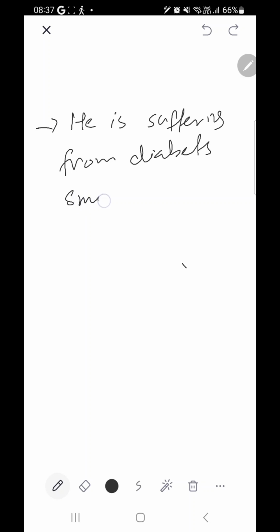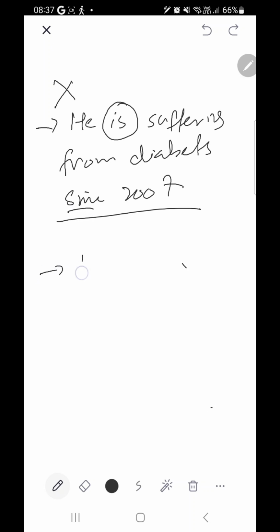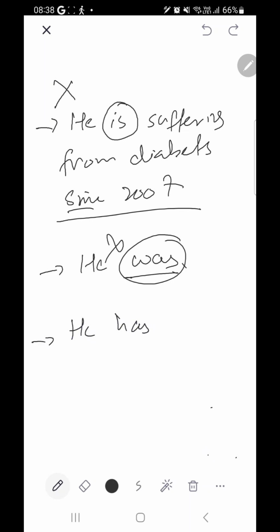Common mistakes that we do. He is suffering from diabetes since 2007. This is grammatically wrong because we cannot use is with since. And normally candidates write he was diagnosed rather than is, since. It's still wrong. So with the word diagnosis, we can use in: he was diagnosed with diabetes in 2007, or we can change the sentence. Let's say he has been suffering or he has had diabetes mellitus since 2007. Right?